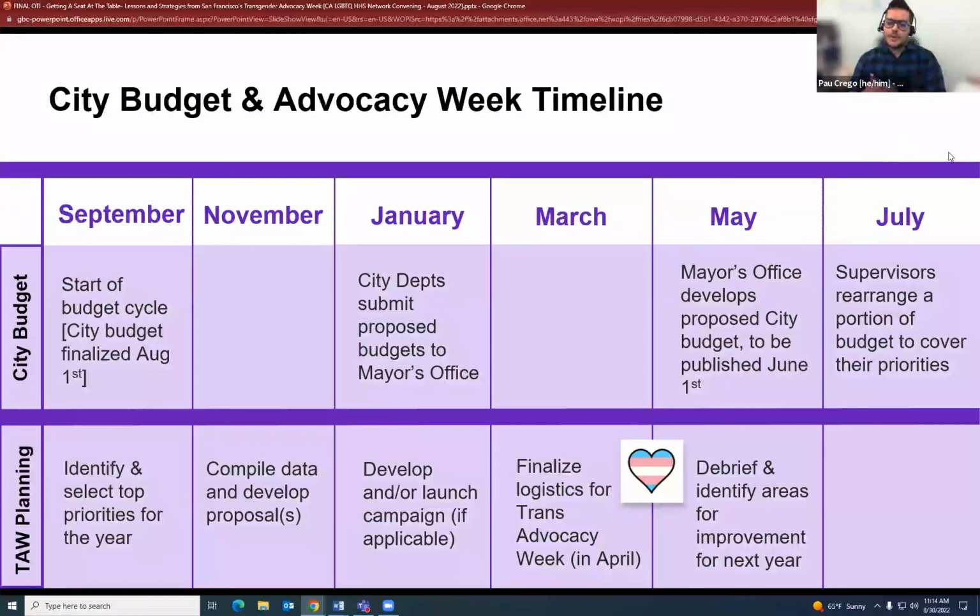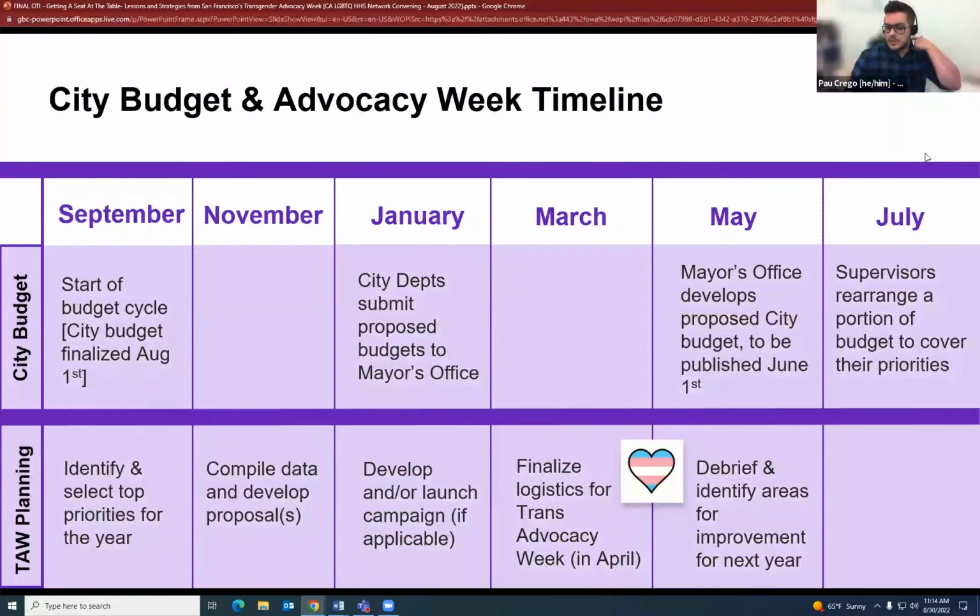Then also, as we get into Advocacy Week, there's a lot of logistics for us to figure out, like scheduling, making sure that our advisory committee members are feeling confident about how to speak to elected officials, and making sure that everyone is on the same page around the recommendations, et cetera. And then we do Advocacy Week, and then we do a debrief and really try to make sure we're learning from what happened so that each year we can do better.